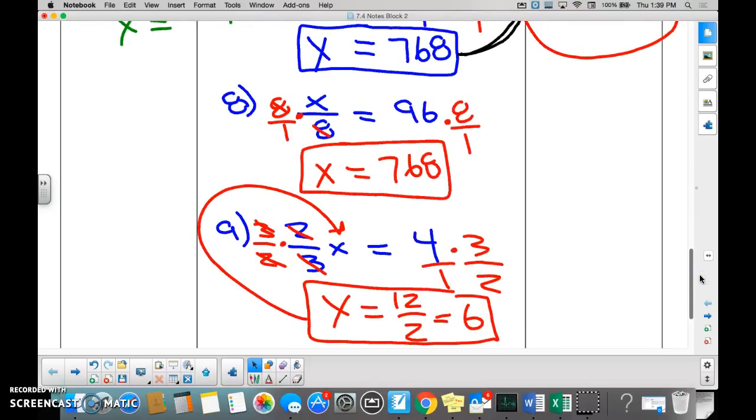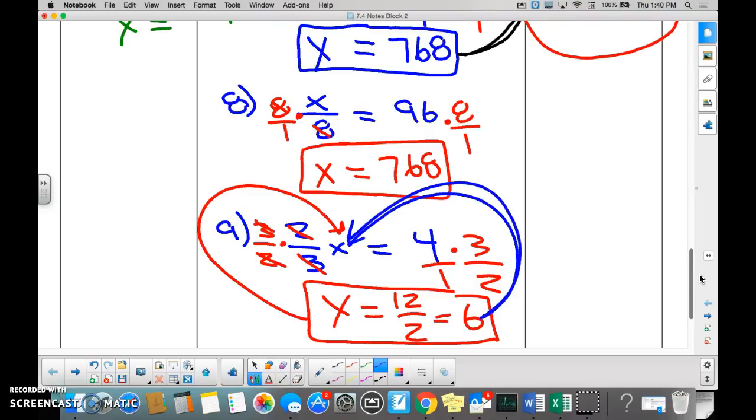Last thing, what should you always do once you get your answer in solving algebraic equations? What should you always do, Tyler? Double check. By doing what? Making sure that your x's and your equal signs line up. Well, you make sure everything's lined up, but once you get your answer, where do you plug your answer back into? The variable, right? Plug your answer back into the variable, then do the math and see if it works. Okay.